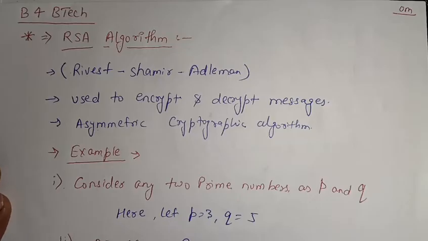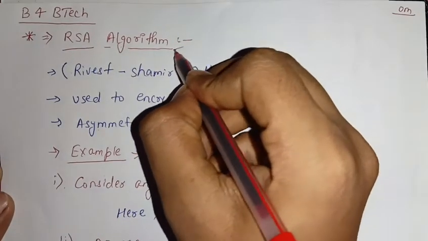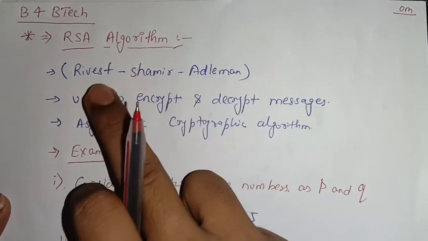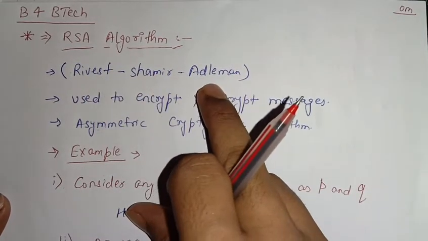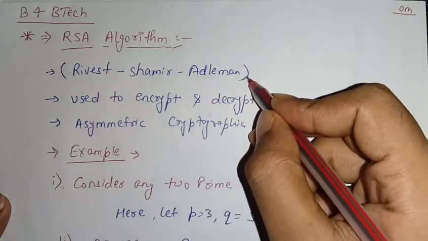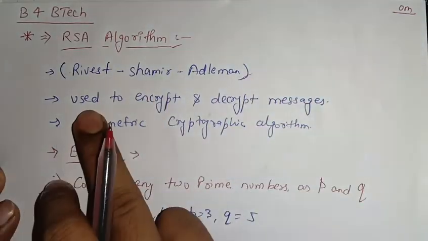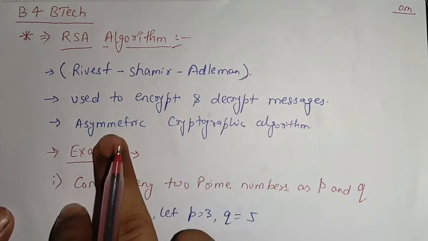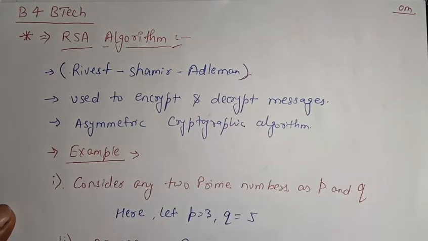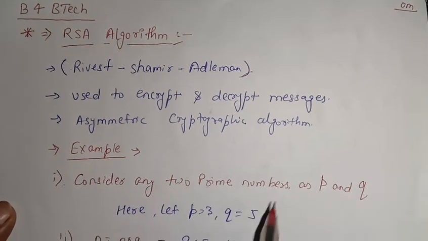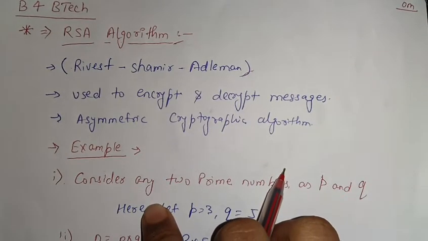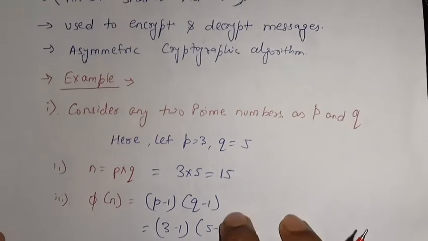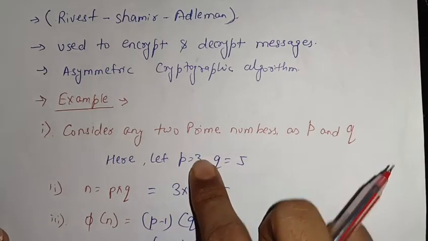So in this video we are going to see about the RSA algorithm. The RSA algorithm is named after three scientists, that is Rivest, Shamir and Adleman. On their names only this algorithm is named. It is basically used to encrypt and decrypt messages. It is also an asymmetric cryptographic algorithm. So with the help of an example we'll understand this algorithm, how it works and everything.